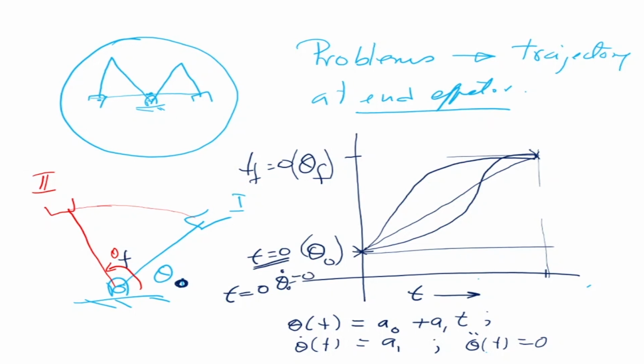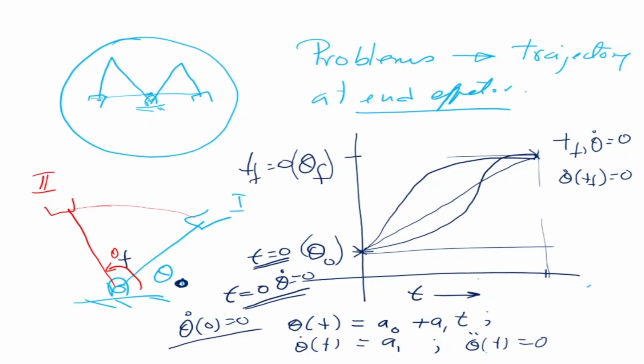Because otherwise it is not at rest. The body is starting from rest, right? So at time t equal to 0, the velocity is equal to 0. And at time t equal to tf, the velocity is equal to 0 again, so it has to come to rest. So theta dot at tf is equal to 0, and theta dot at 0 is equal to 0. So there are four constraints.